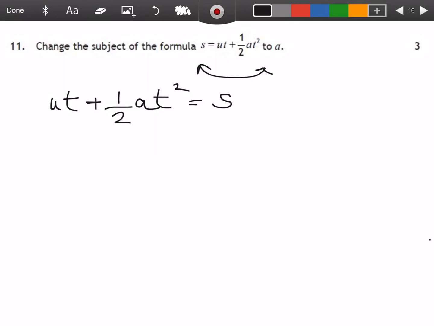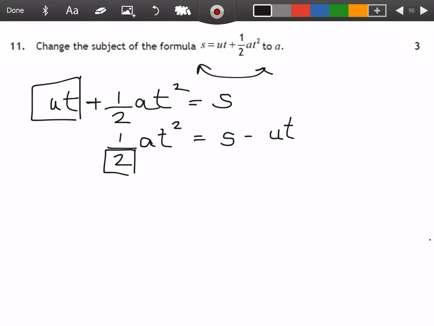So I want to get a on its own. This wee bit doesn't have any a at all. I can move that across straight away onto the right hand side, and if I do that, it leaves me with a half at squared equals s, and what am I doing with this side? I'm going to take away ut. Okay, now be careful with this part over here. First thing I'm going to think of that as a division by 2. The 2's on the bottom, it's a divide by 2. So how do I get rid of a divide by 2? I multiply the other side by 2. 2 times s minus ut.